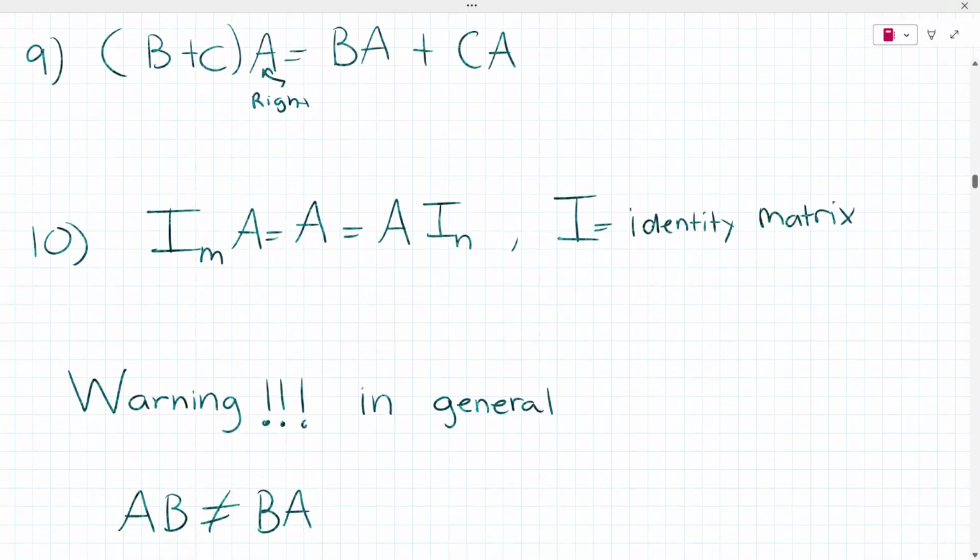Okay, number 10. You have I subscript M times A. That's equal to A, which equals A times I subscript N, and that is called an identity matrix.